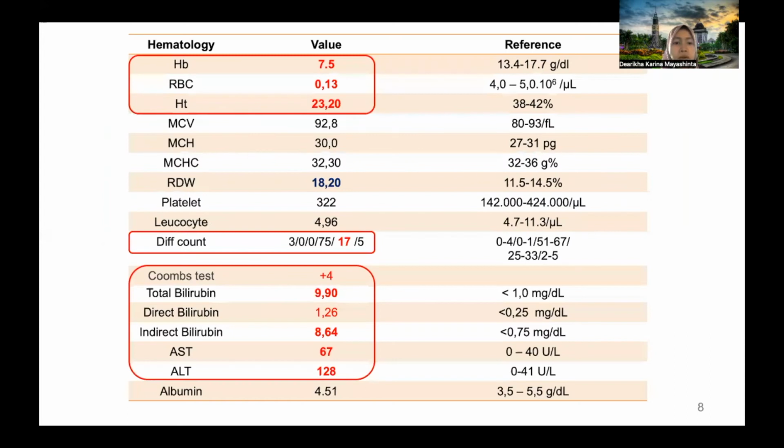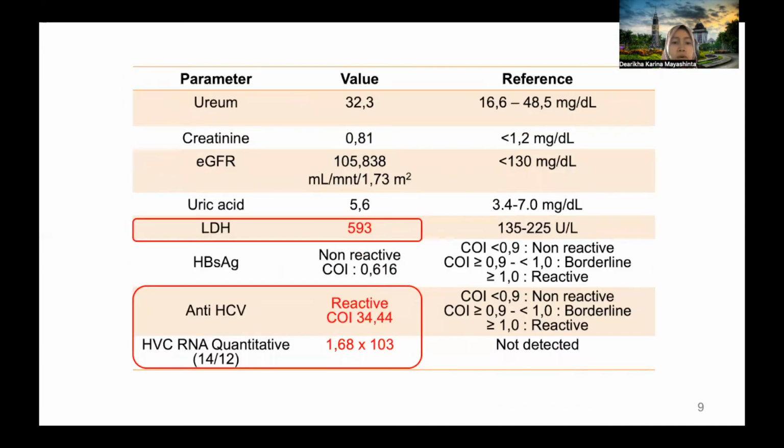Now we will move on to the laboratory examination. For the laboratory examination, we found normochromic and anisocytosis anemia, lymphopenia, positive Coombs test, direct and indirect hyperbilirubinemia, increased aspartate transaminase 1.5 times upper range limit, and alanine transaminase or ALT 3 times upper range limit. We also found increased level of lactate dehydrogenase, reactive hepatitis C virus, and positive hepatitis C virus RNA by PCR.